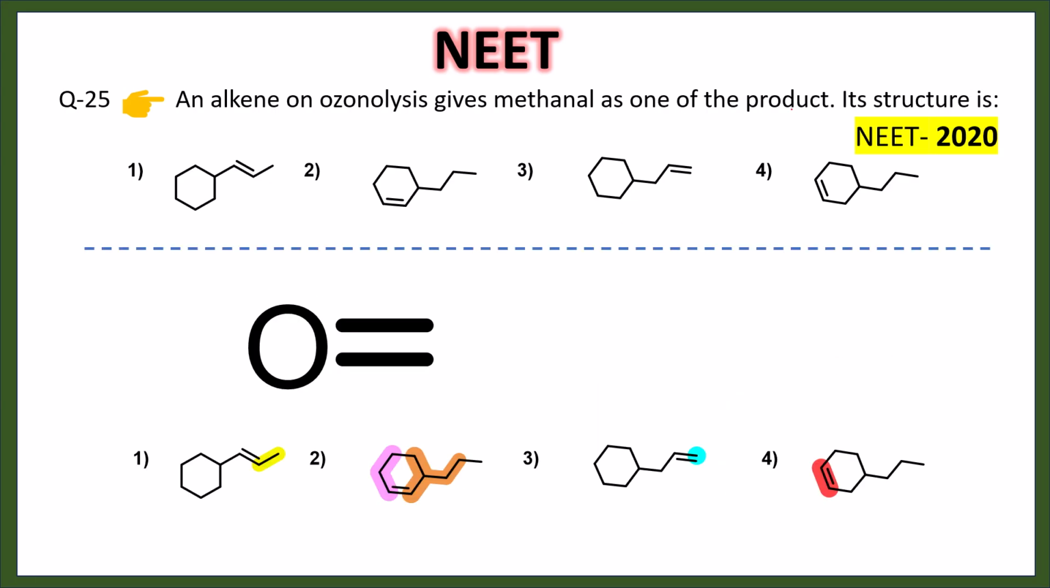Now question number 25. An alkene on ozonolysis gives formaldehyde as one of the products. So we have to determine the structure. Options are given. Formaldehyde means this structure. We could find that only this compound has this terminal double bond that can give formaldehyde after ozonolysis. So the correct option is this one.